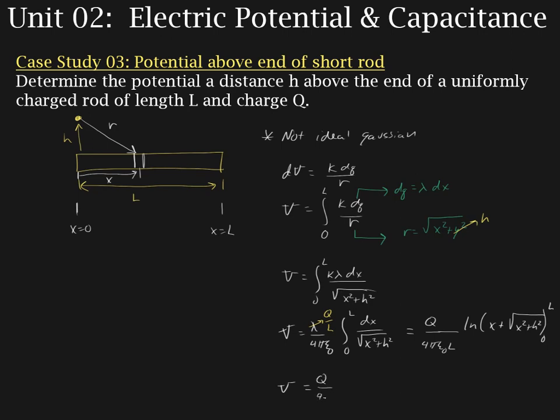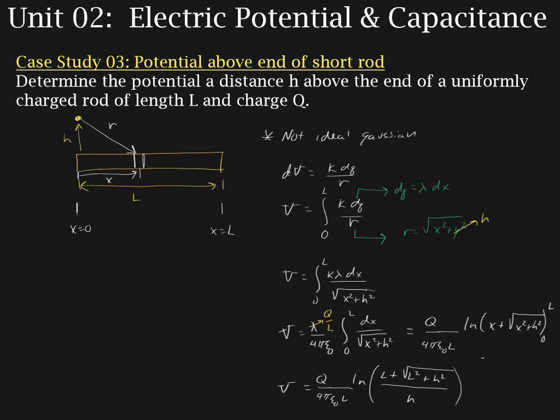Alright, so finally what we get is the potential is equal to Q over 4 pi epsilon naught L times the natural log of, now we can write this as a fraction, and so we're going to get L plus the square root of L squared plus h squared, divided by h.